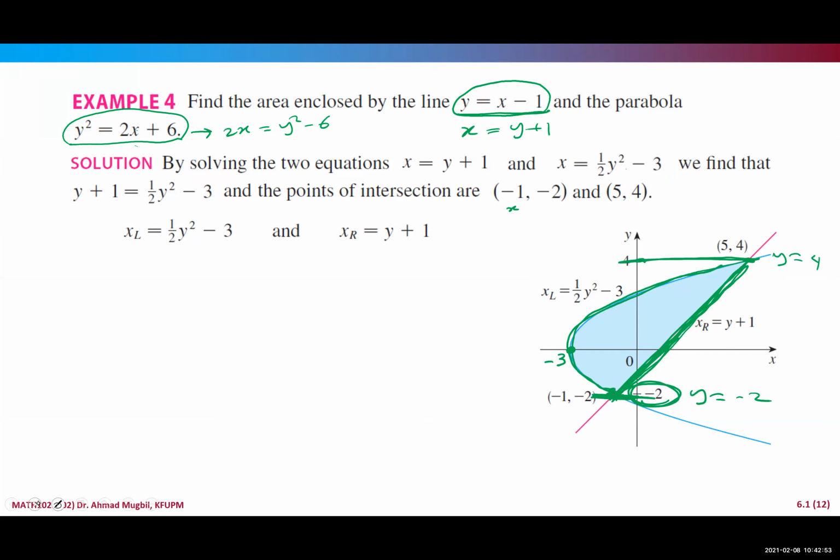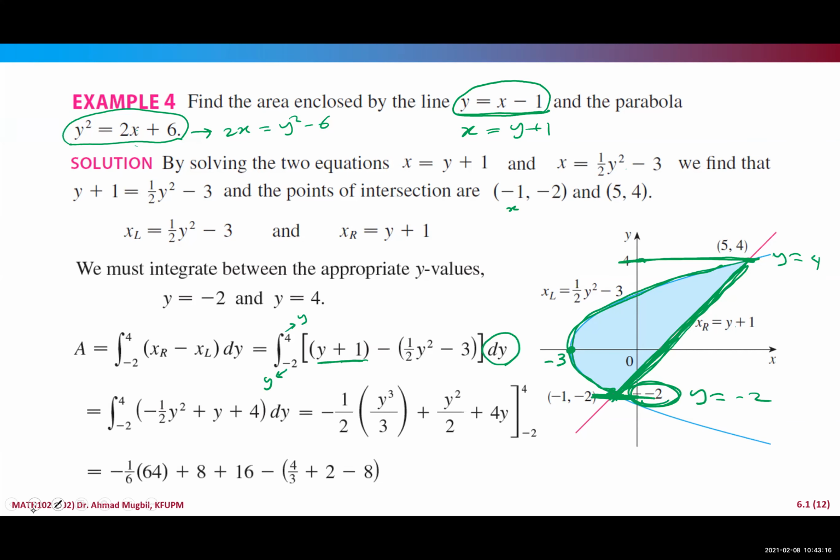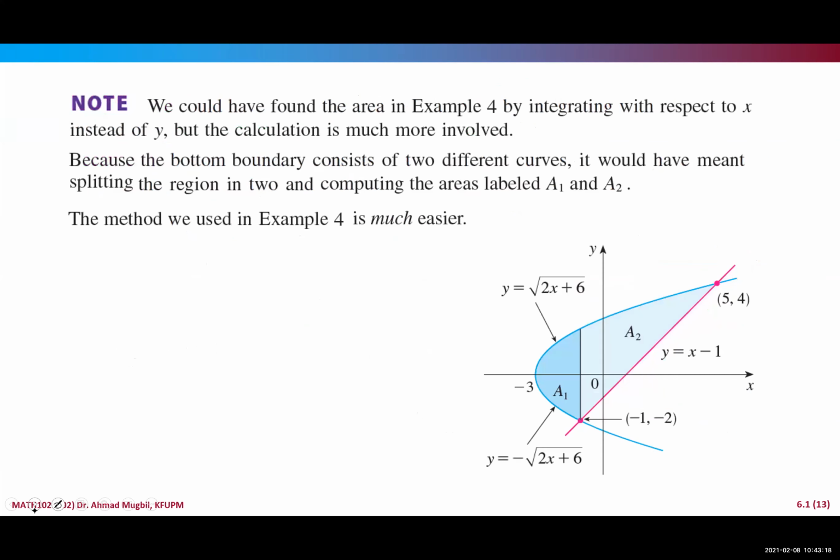So simply, this integral will be just the integral from -2 to 4. Here, it is y value. This is the curve to the right minus the curve to the left. And this will guarantee that I will have a positive number. And of course, dy now, integrate with respect to y. And here we are. It is not difficult for you to integrate. I will skip the calculation of integration.